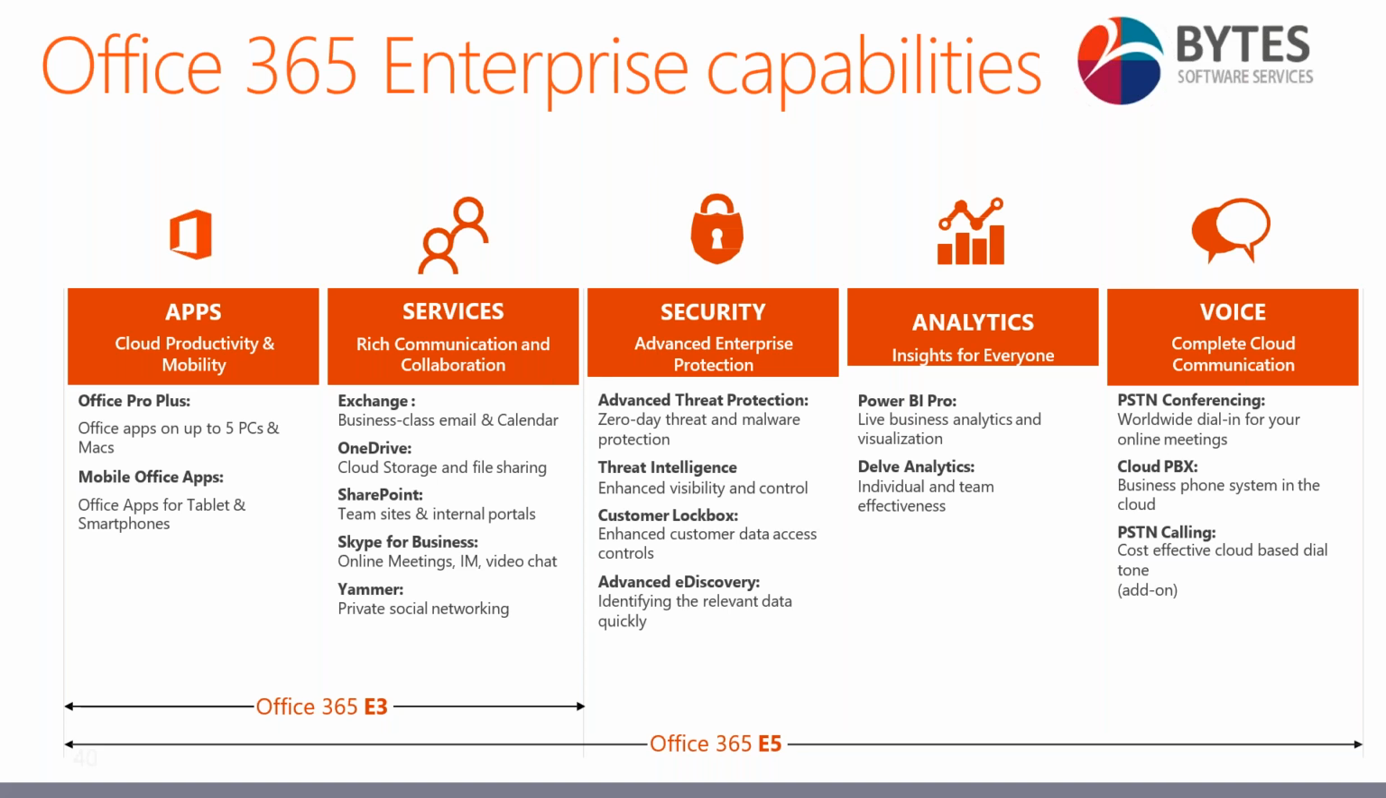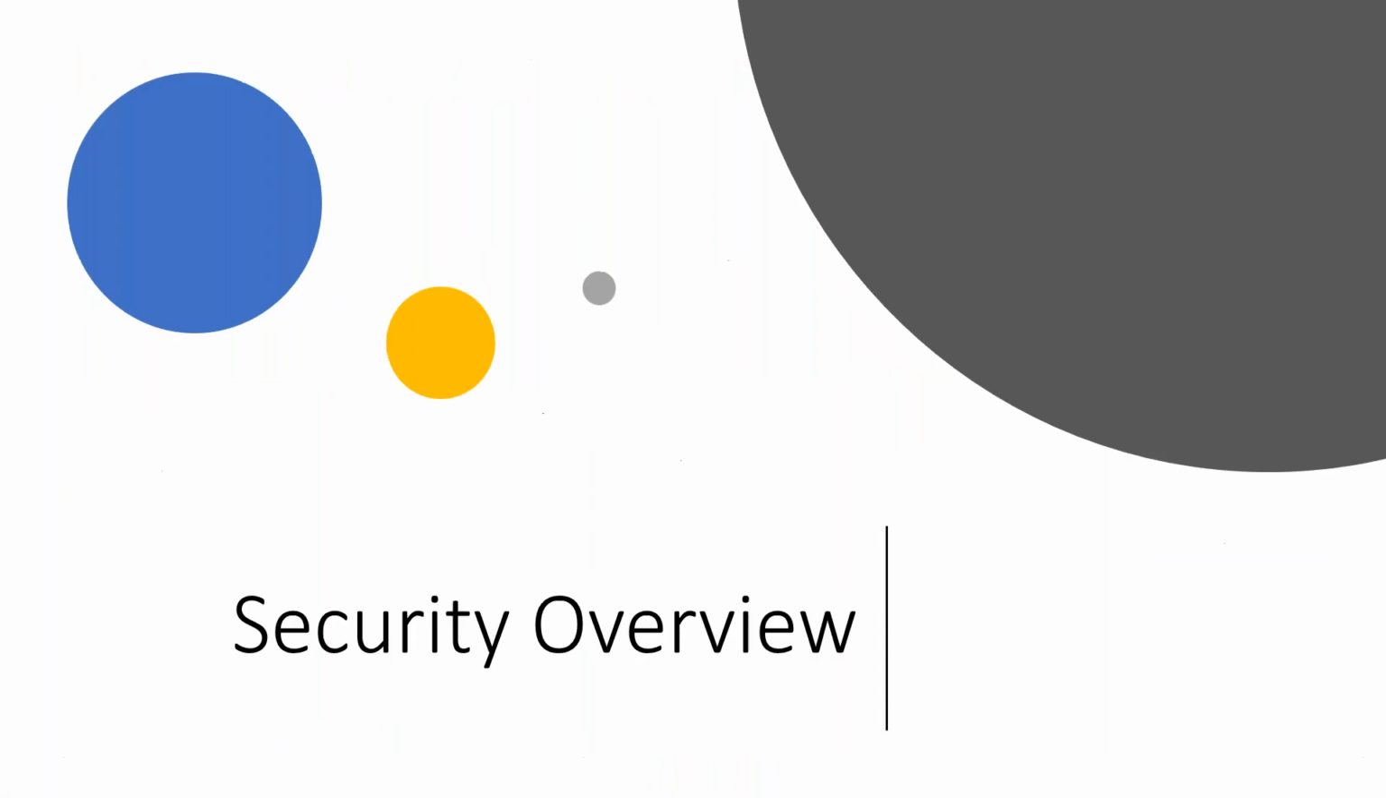So from here we can see the Office 365 differences between E3 and E5. As I mentioned, we covered the analytics piece and the VoIP piece on the previous bit. So the next part is going more into security.